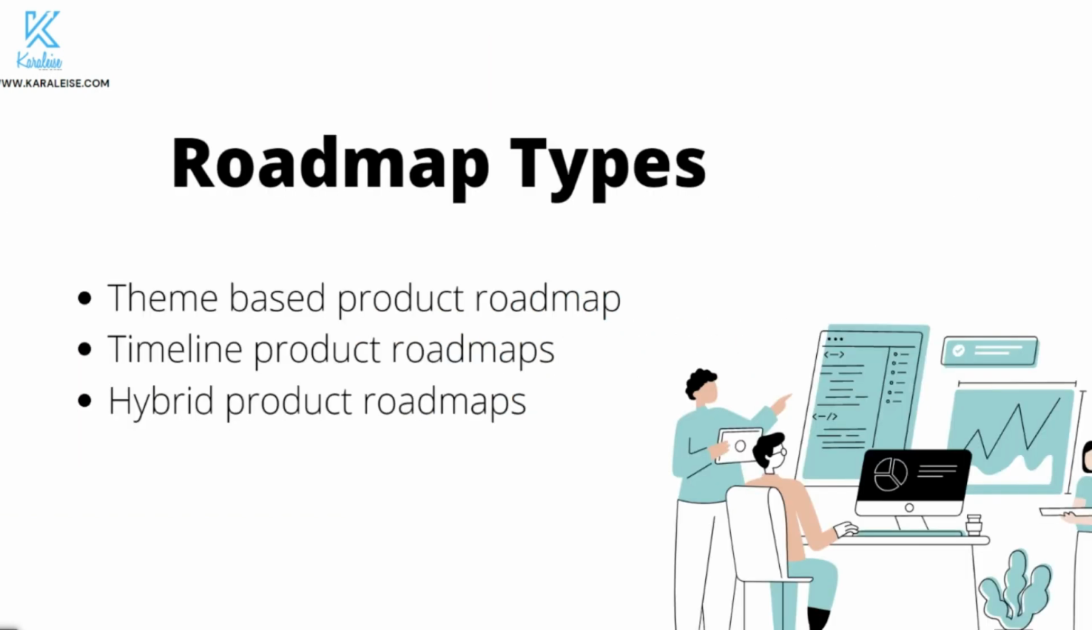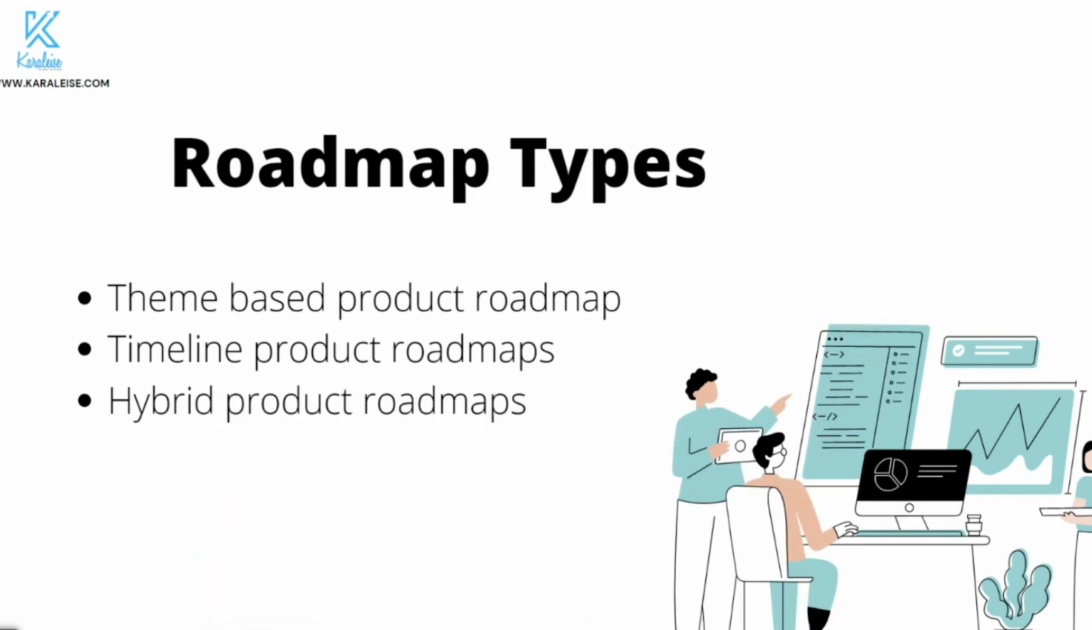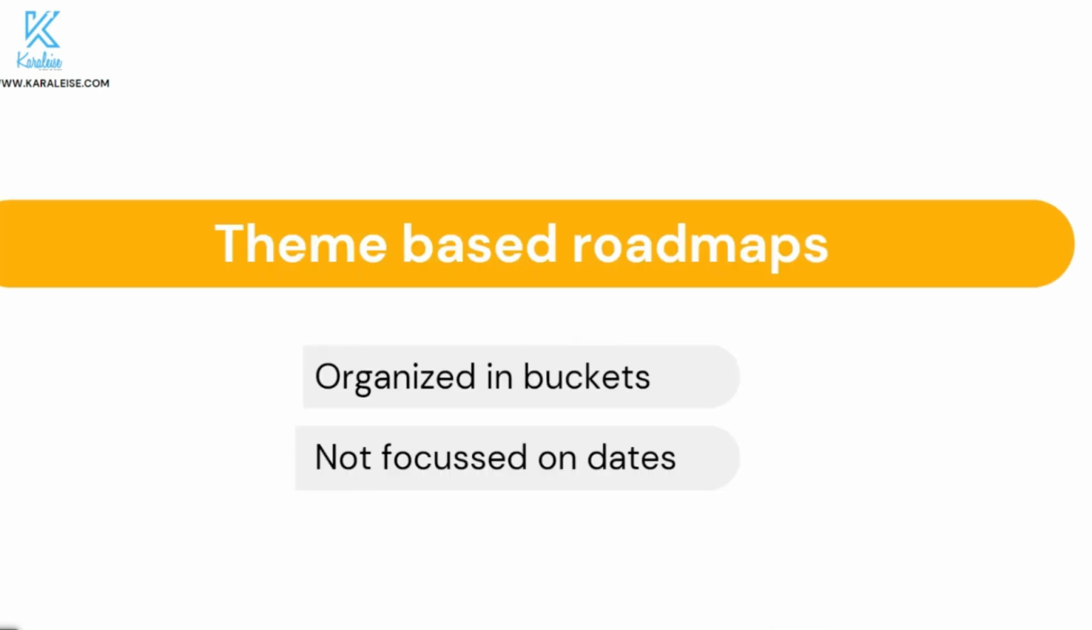So let's look at some roadmap types, right? There are three main types: a theme-based product roadmap, or I call it a bucket, where you bucket some ideas together and that's how you build your roadmap. You could have a product roadmap. You could have a hybrid product roadmap. So let's look at the theme-based roadmap. In this example, we group the features by buckets, like they all just fall into a bucket. And we're not really focused on dates as much. It's just like, this is what we're planning to do.